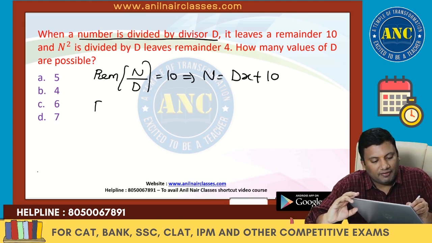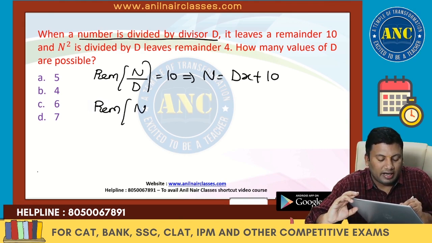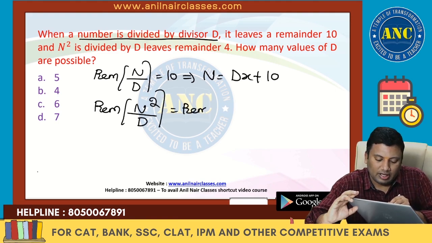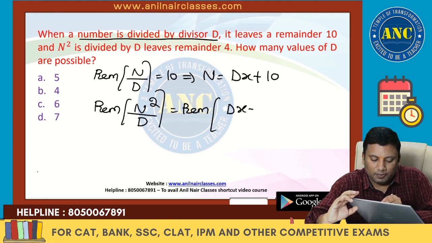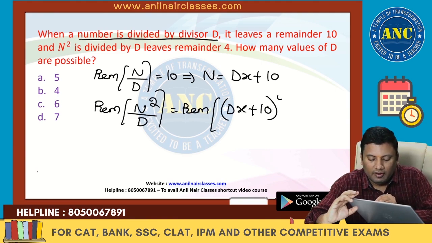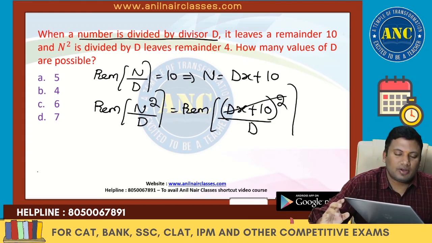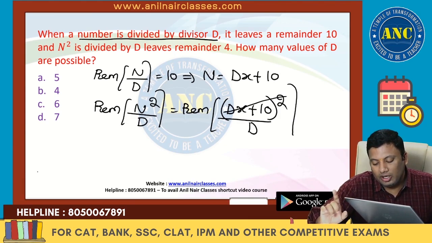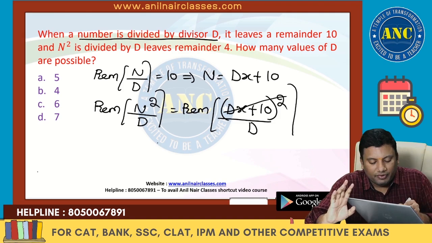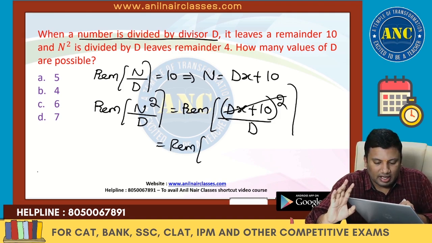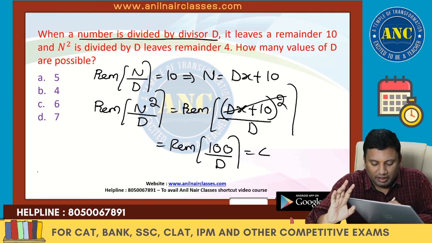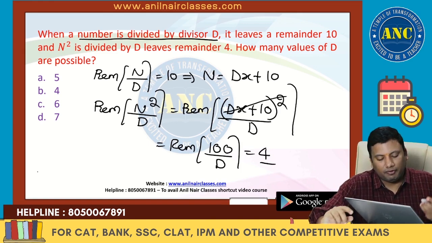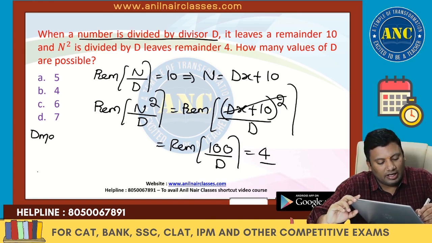If n square is divided by d, this is nothing but dx plus 10 whole square when divided by d. So this is nothing but d square x square divided by d, 2 into d into x divided by d, and 10 square is 100. 100 divided by d gives a remainder 4. So what is the maximum value d can take?